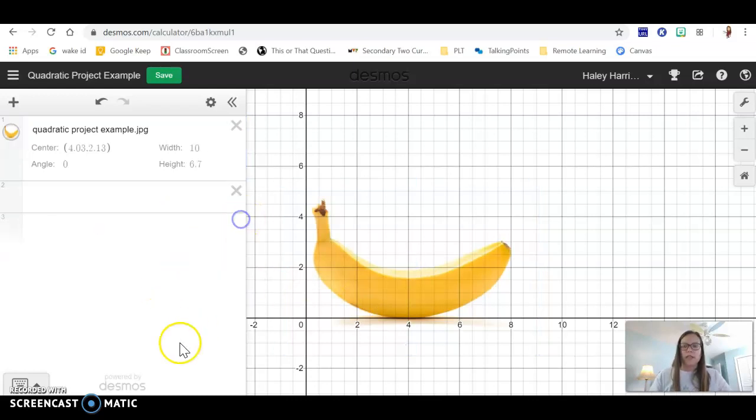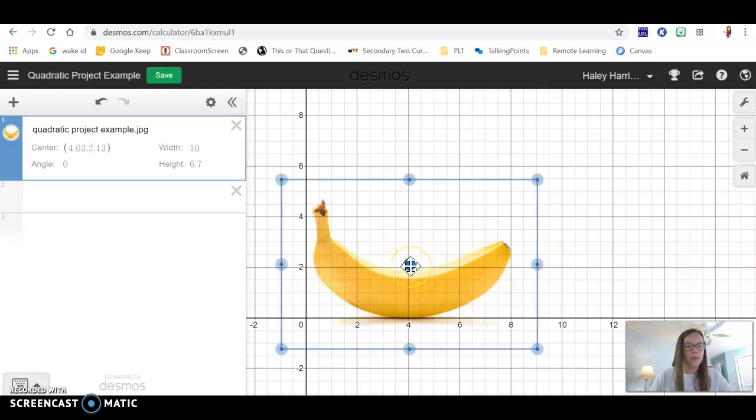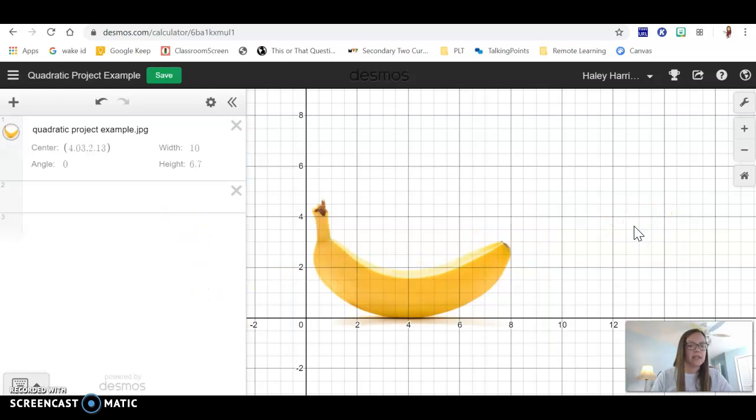So now my goal is to find a quadratic equation to fit my banana. It might not fit it perfectly. Notice this is really parabolic, and a quadratic equation is going to be a little flatter than that. So we'll fit it as best as we can, and that's really the biggest goal of our project here. So I know that I have a vertex at the point 4.